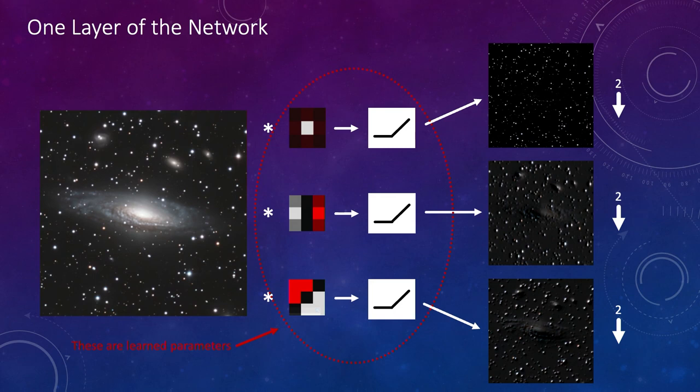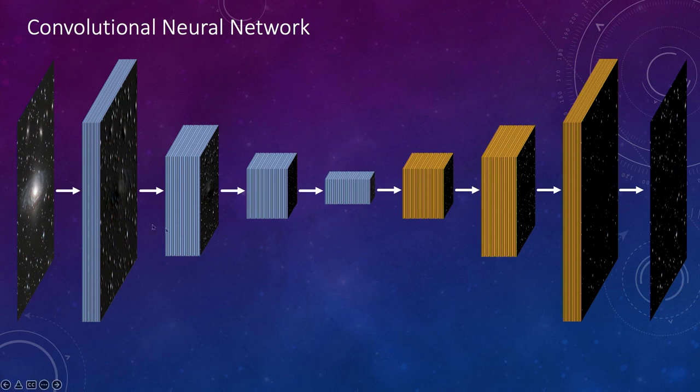So this is one layer of the network. I've done some stuff to my image with convolution. I've applied some nonlinear thresholding. I've downsampled. That would be one layer, and we're going to build many layers of this, and I'll need a different way to draw that. And it kind of looks like this.